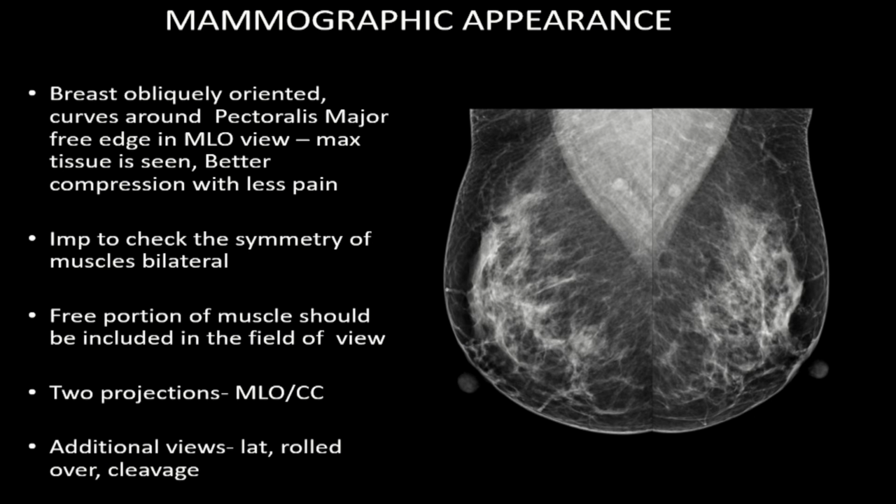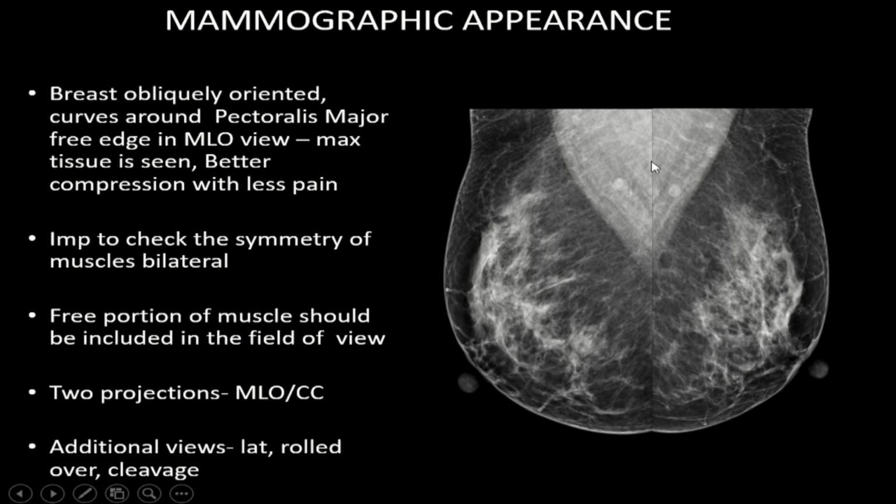So this is the mammographic appearance of the breast, and we take MLO and CC views. Why MLO? Because the axis of the breast is oblique and it is along the free edge of the pectoralis major muscle, and it wraps around the pectoralis major. So it is very easy to pull the breast in that direction and scan the maximum amount of tissue with less pain to the patient.